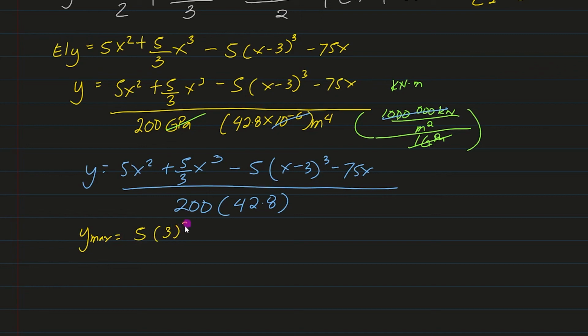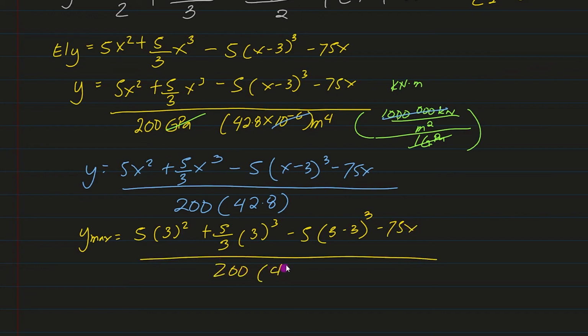So, 5 times 3 squared plus 5 over 3 times 3 cubed minus 5 times (3 minus 3) cubed, 3 minus 3 is 0, right? Minus 75x divided by 200 times 42.8. Remember, our answer here will be in meters, because that's meters. Okay. So we cancel this because 3 minus 3 is just 0. And for the 75, sorry, that should be times 3, because our x is 3. So let's just calculate that.